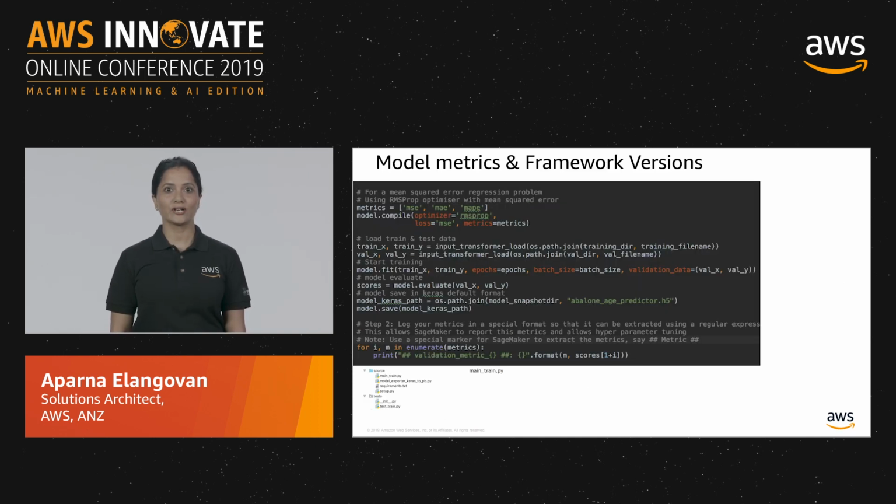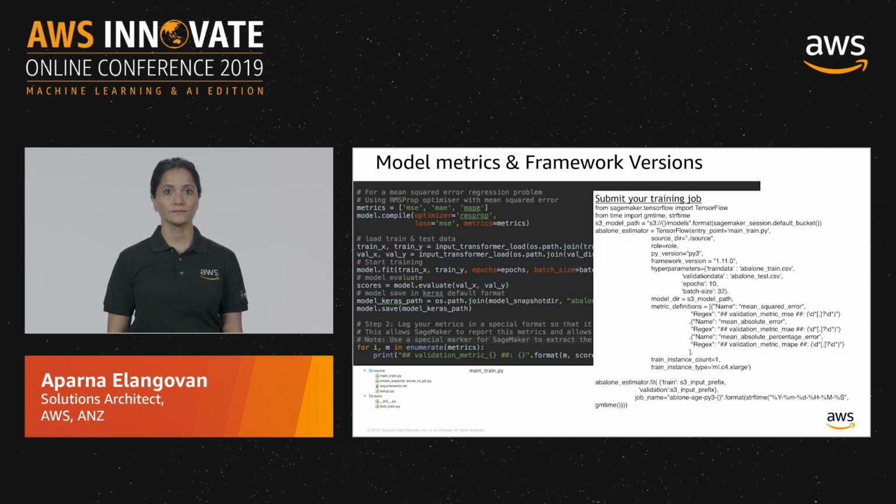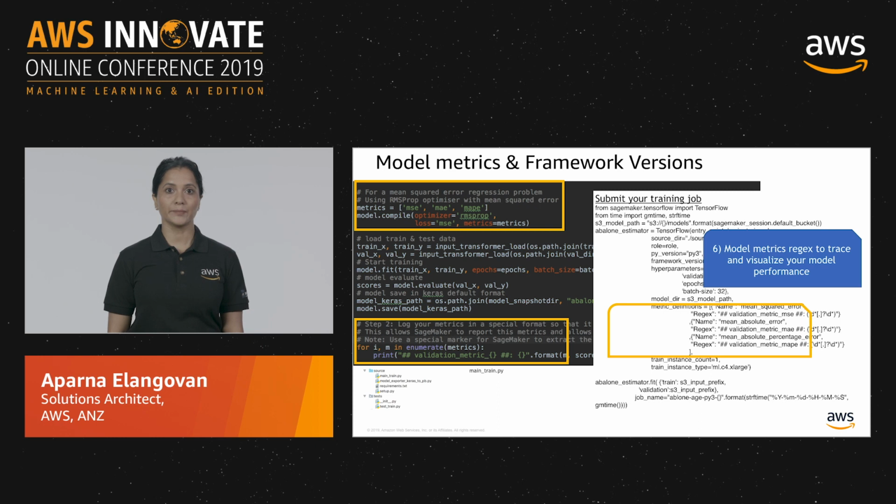Next, let's look at how to track your model-specific metric. When you run your training jobs, you want to know how your model performs on a validation set. With SageMaker, you can automatically track a model metric such as mean squared error and visualize it on a dashboard. Here's how you do it. This is a typical Keras code that constructs a model and evaluates it. So for SageMaker to track the performance of your model, you simply print the results in a specific format. In this example here, I'm printing the mean squared error, the mean absolute error, and mean absolute percentage error.